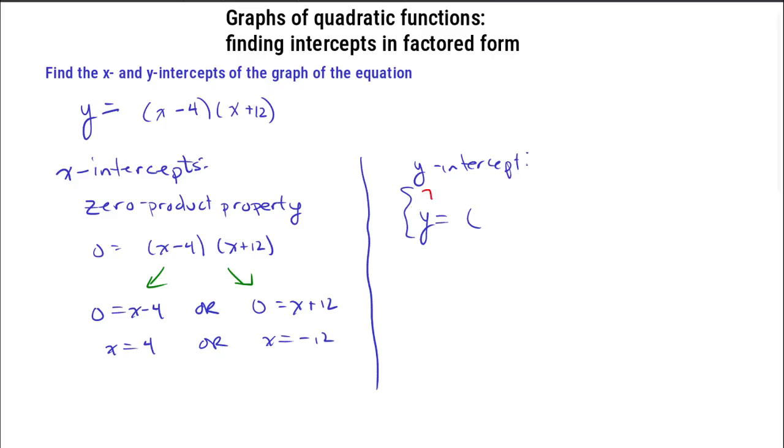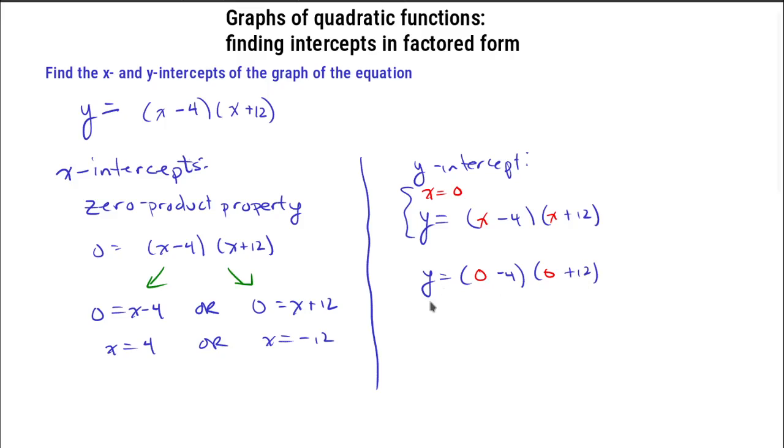So let me color code this. x equals 0. That's where the y-axis is. And then we got x minus 4, x plus 12. Our x is there. So we're substituting in x equals 0. So this becomes y equals 0 minus 4 times 0 plus 12.